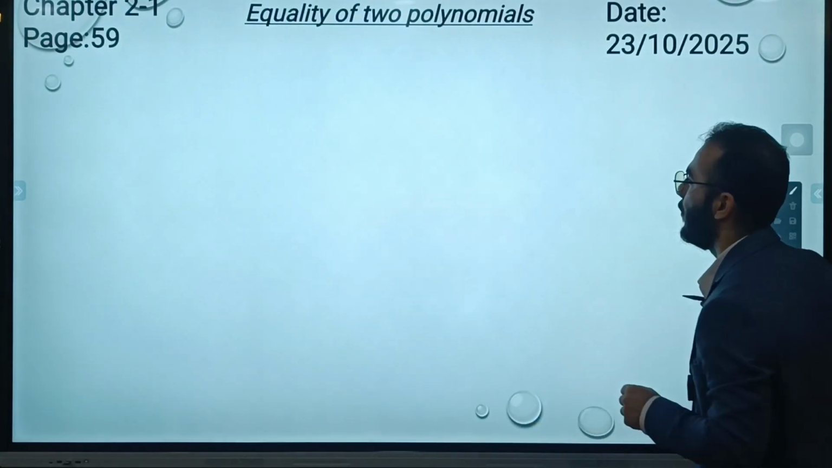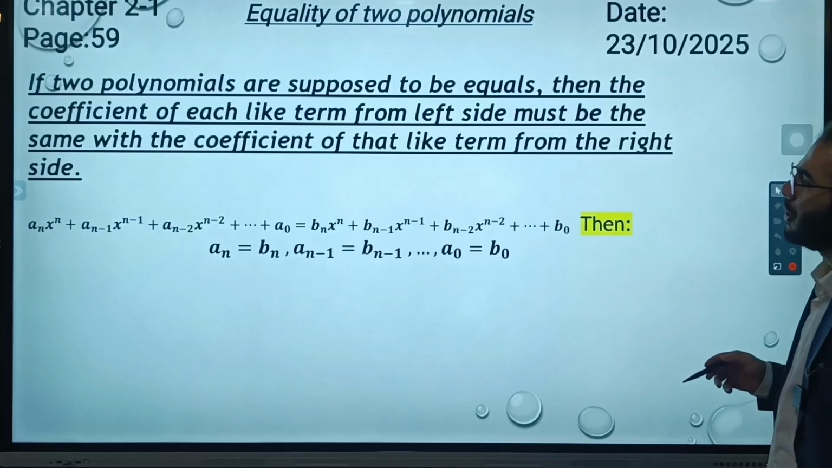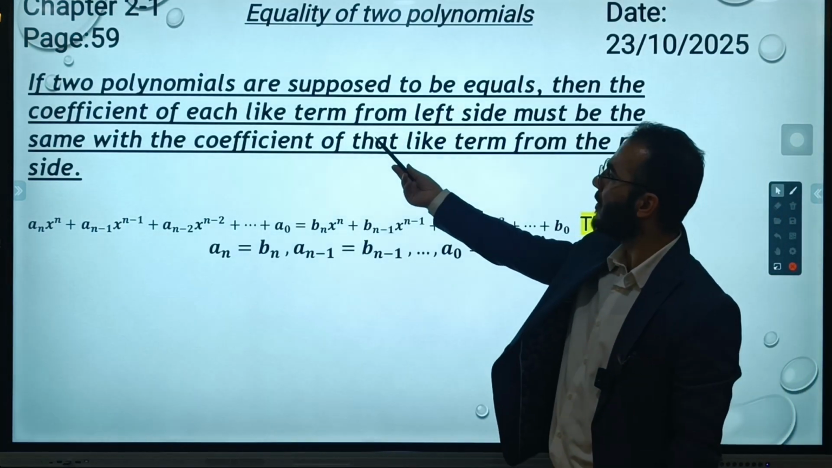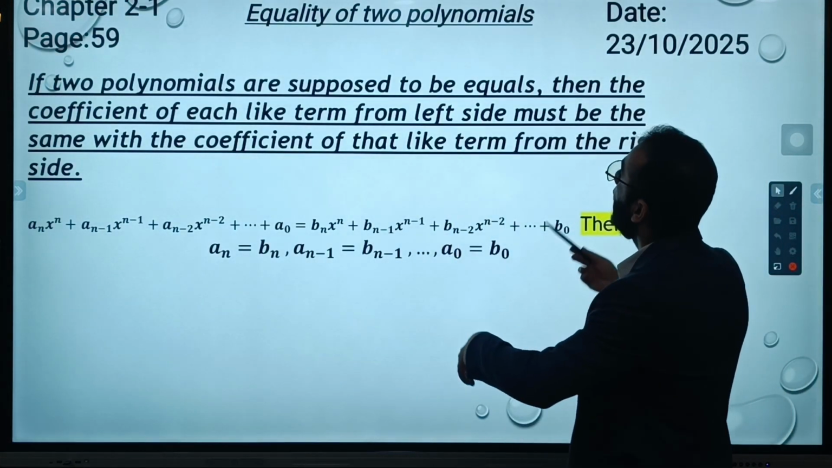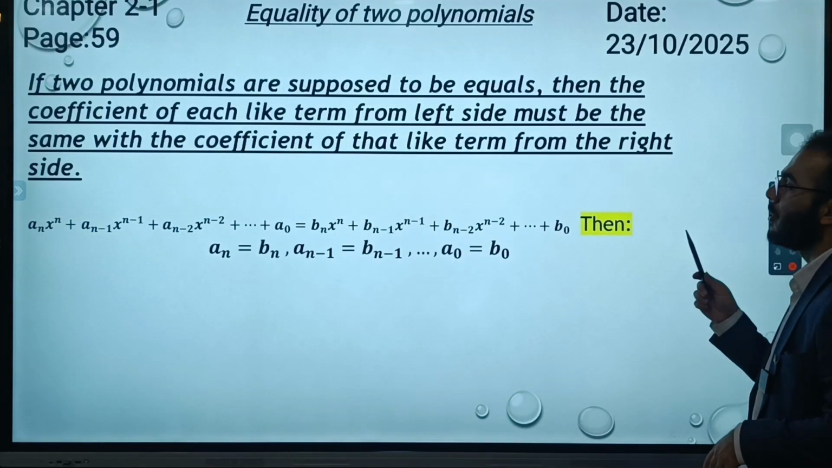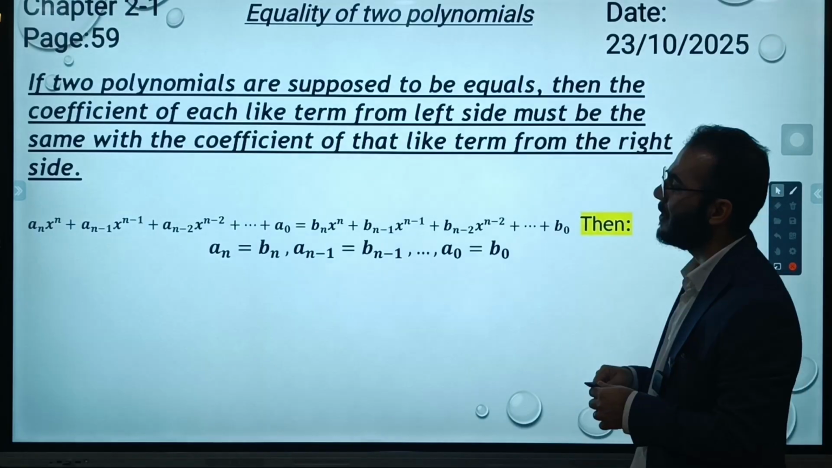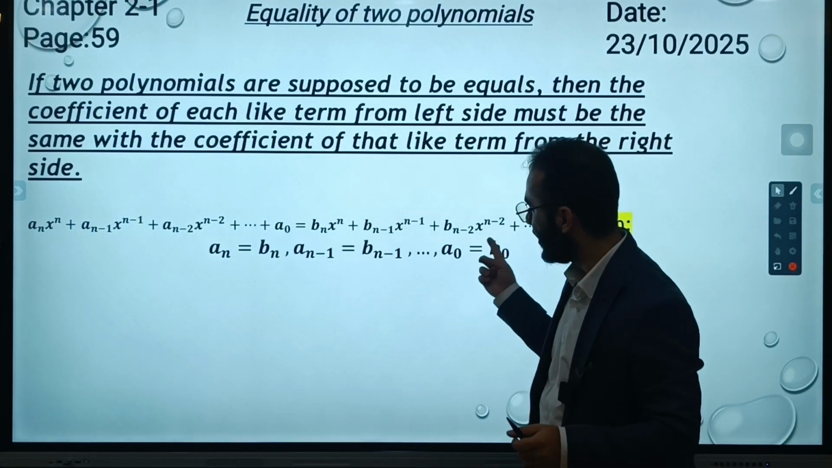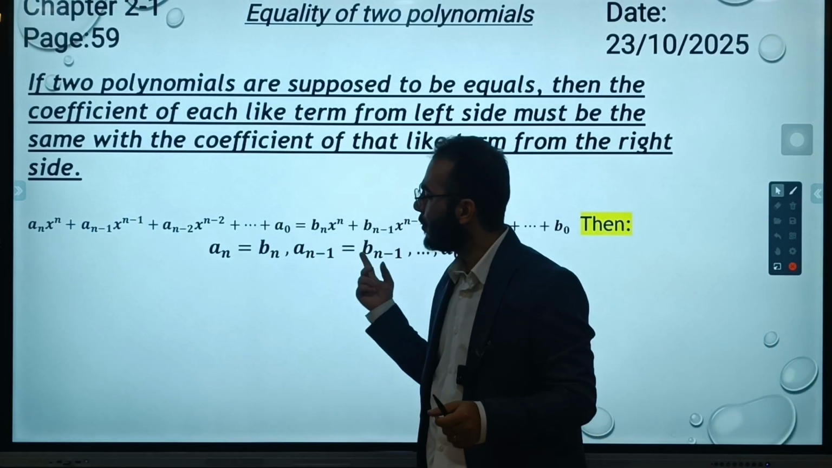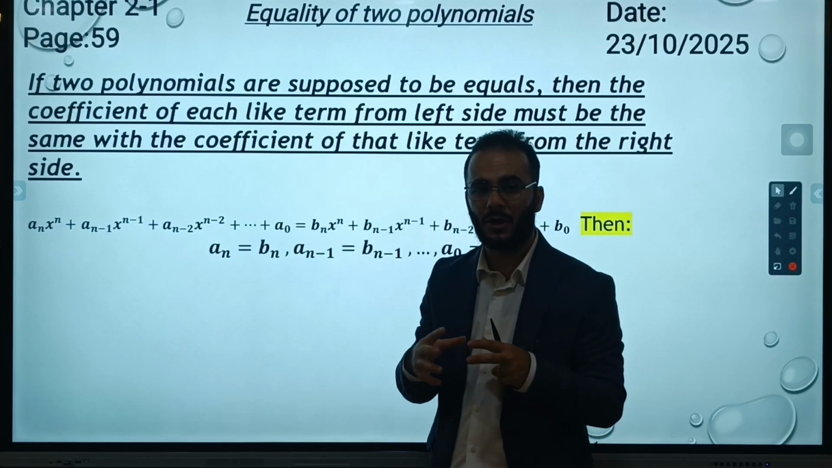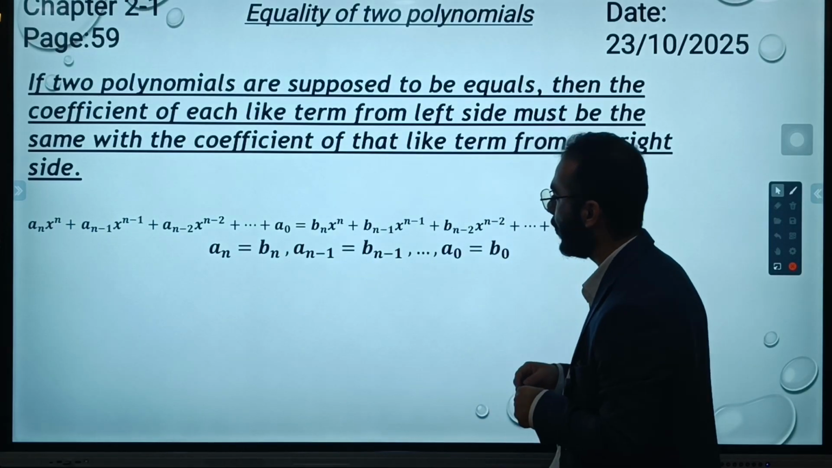So let's see what we have for equality of two polynomials. If two polynomials are supposed to be equal, then the coefficient of each like term from the left side must be the same as the coefficient of that like term from the right side. When I explain this lesson to students, this just confuses them, so you don't need to write this one down. It's the mathematical definition of equalizing two polynomials.